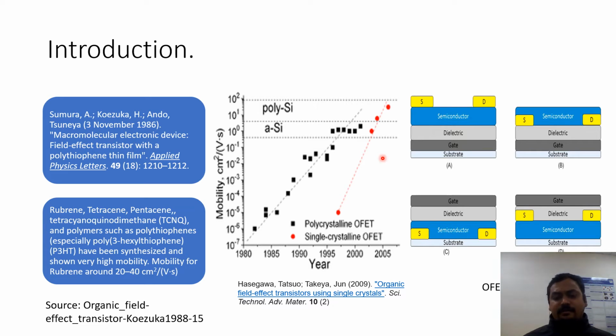It could be holes, or it could be electrons. We know that one type of charge carrier is the basis for transference of current in field effect transistors.